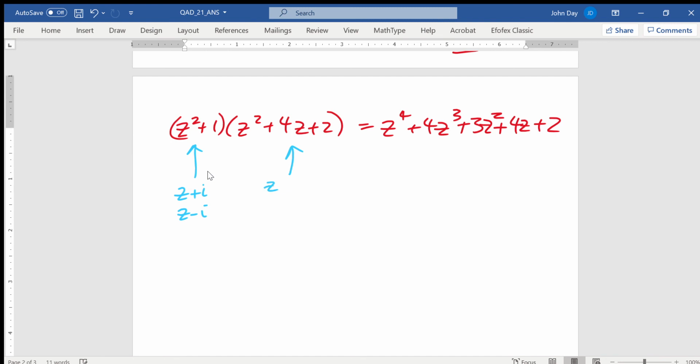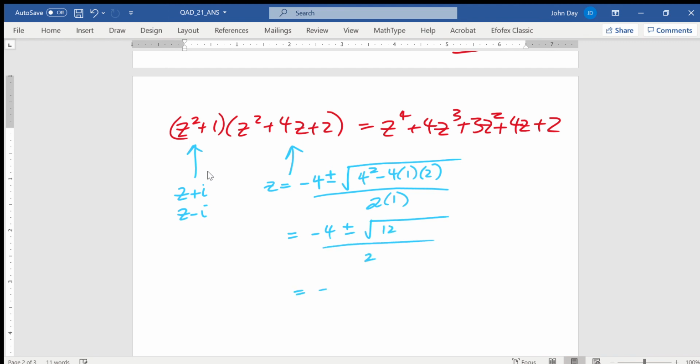So z is equal to minus b plus or minus the square root of b squared minus 4ac all over 2a. So it's minus 4 plus or minus root 16 minus 4, 12 over 2. So it's minus 4 plus or minus. Now, 12 is root 4 times root 3, which is 2 root 3, right? So 2 root 3 over 2. Divide top and bottom by 2. It's minus 2 plus or minus root 3.